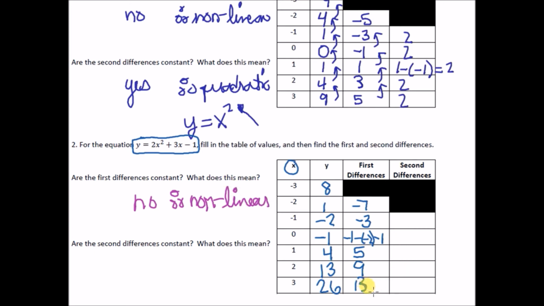Okay, so now let's go up the first difference column and fill in the second difference. 13 minus 9 is 4. 9 minus 5 is 4. 5 minus negative 1, 5 minus 1 is 4. 1 minus negative 3 is 4, and negative 3 minus 7 is 4. So are the second differences constant? Yes. Therefore, it is quadratic.